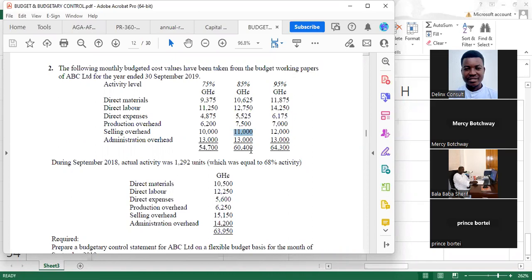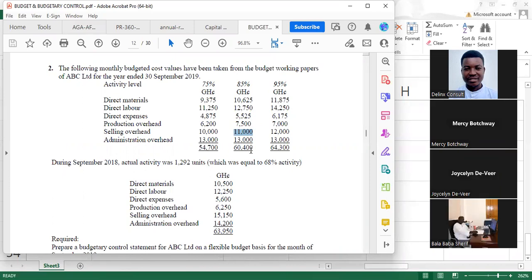Is there any fixed element? It's supposed so because you don't get a set. Yes, please. The fixed element is how much? 2,500. So what will be the total selling overhead for the actual activity, which is 68%? What will be the total cost? 6,800.